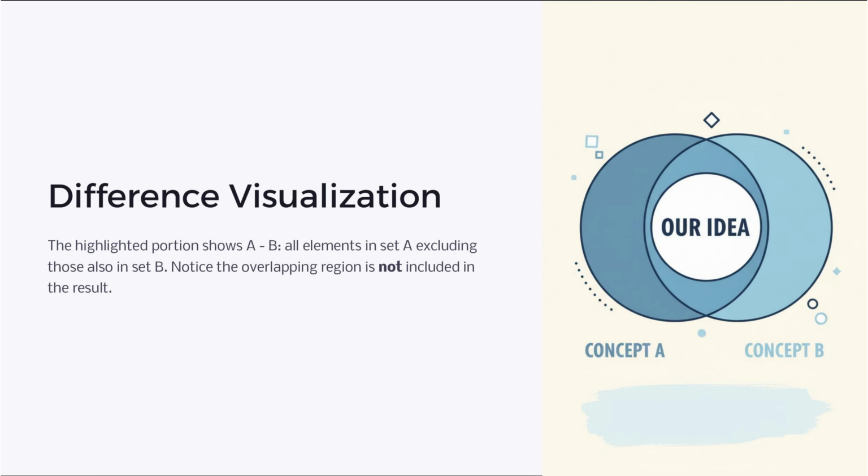Visualizing the difference operation, the highlighted area represents A minus B, showing elements unique to set A. Overlapping regions, where elements are common to both sets, are excluded. This visual aid helps in understanding how elements are filtered out, emphasizing the uniqueness of A's elements not shared with B.